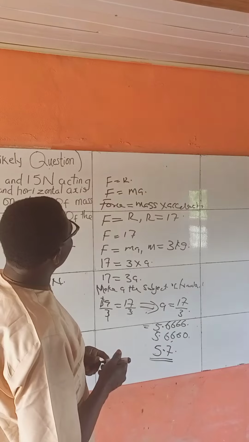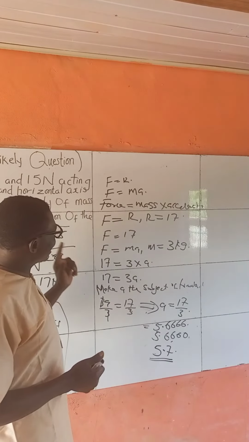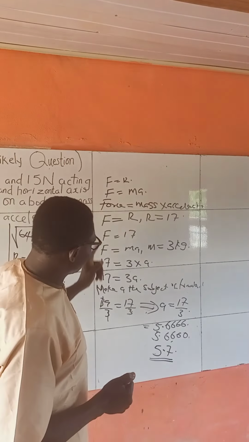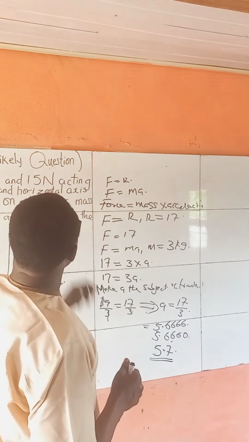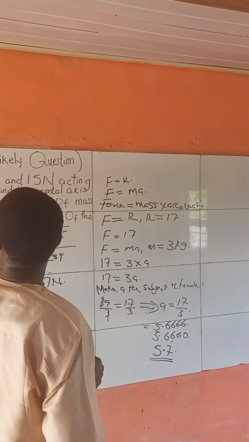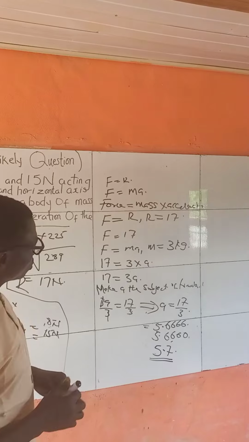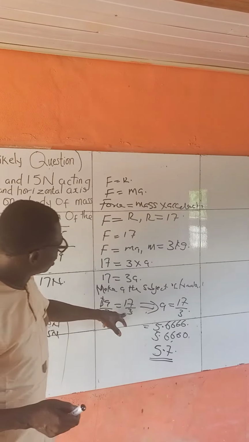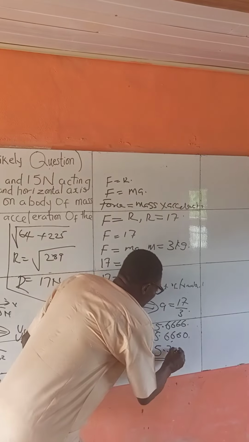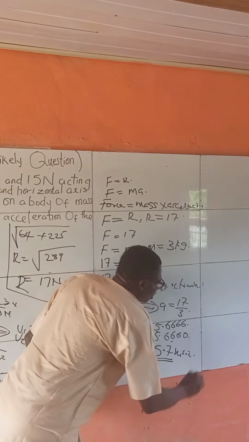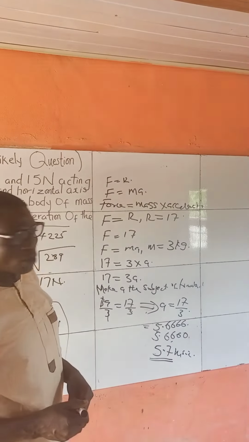And what's supposed to be the SI unit? What is the SI unit of the acceleration? Because we are dealing with acceleration. It is acceleration that we are looking at. You are looking for the acceleration. So the SI unit is what? Meters per second square.